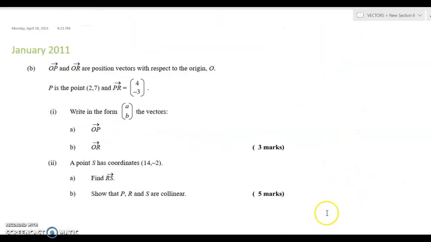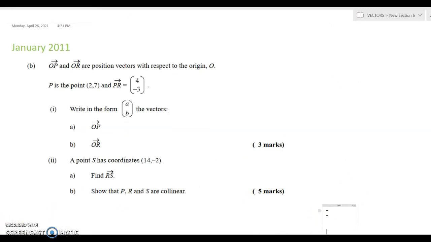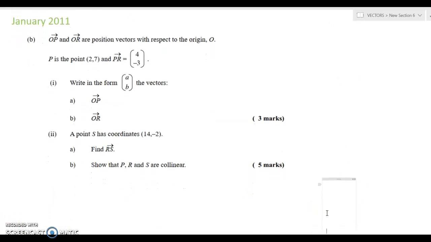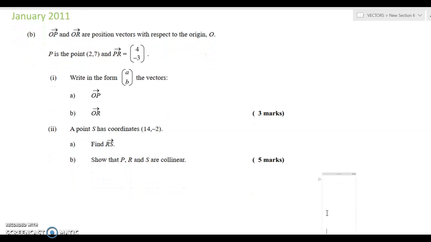So here we have the January 2011 vectors question. What we are given here is information: OP and OR are position vectors with respect to the origin O. P is the point (2, 7) and PR is (4, -3). Write in column vector form the vectors OP and OR. So OP, they told us the coordinates of P is (2, 7). So therefore OP would be (2, 7), written like that as the vector form, right?